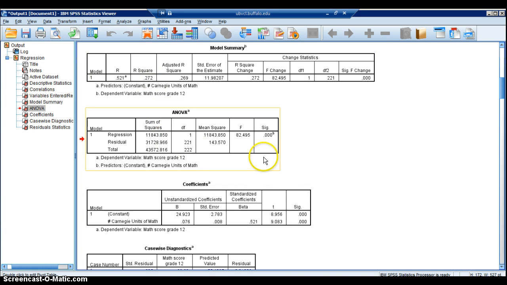We have our ANOVA table. This ANOVA table is going to tell us if our overall simple regression model is significant. So in other words, is that one predictor significant? Use the same rule of thumb. Look at the p-value. If it's less than 0.05, that means yes, there is a significant relationship between math units and math achievement.